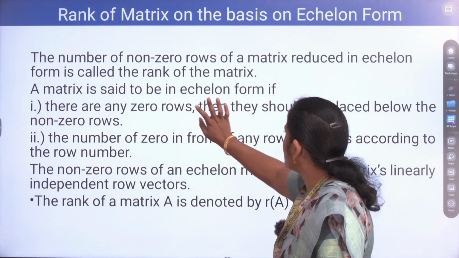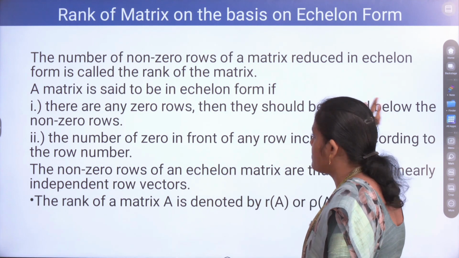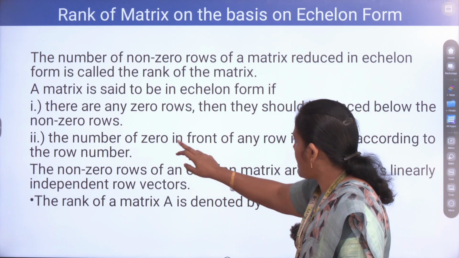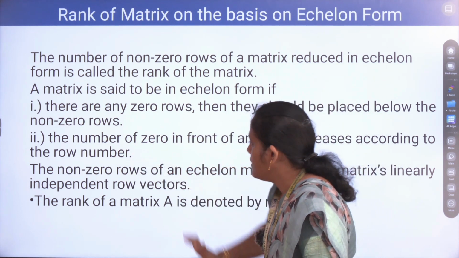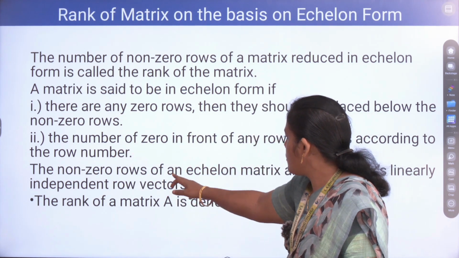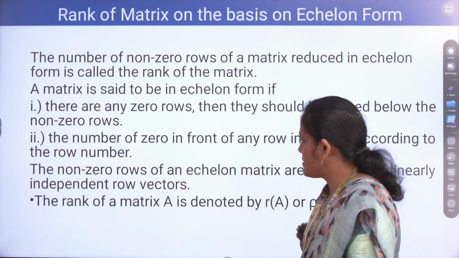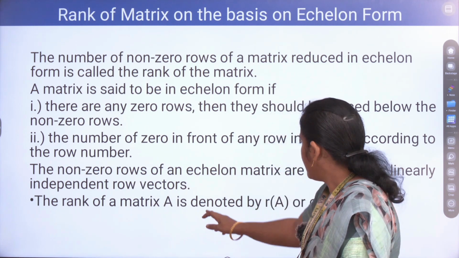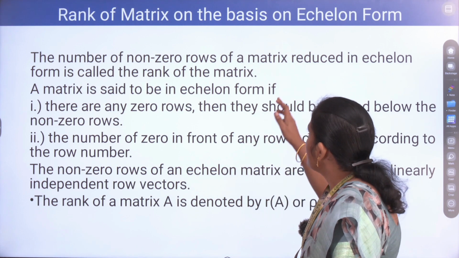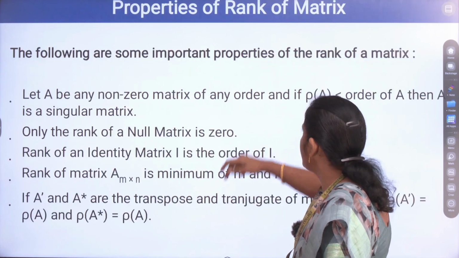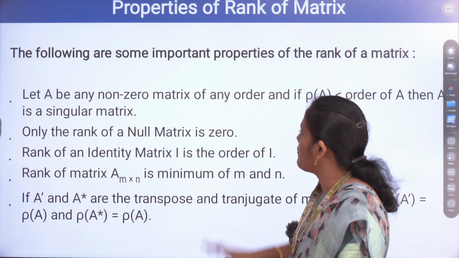A matrix is said to be in row equivalent form if any zero rows are placed below the non-zero rows, and the number of zeros in front of any row increases according to the row number. The non-zero rows of an equivalent matrix are linearly independent row vectors. The rank of a matrix A is denoted by R(A) or ρ(A). So this is the rank of a matrix by the equivalent form. So these are the basic properties of rank of a matrix.